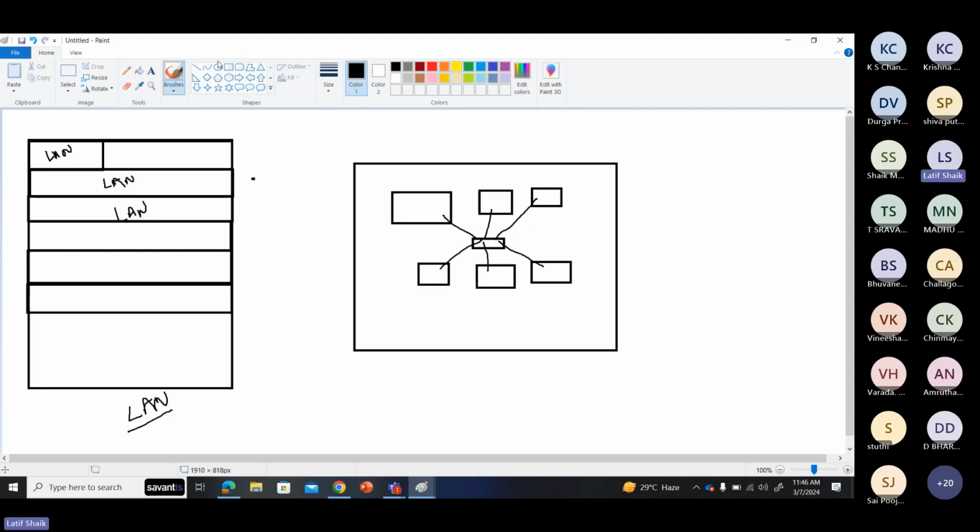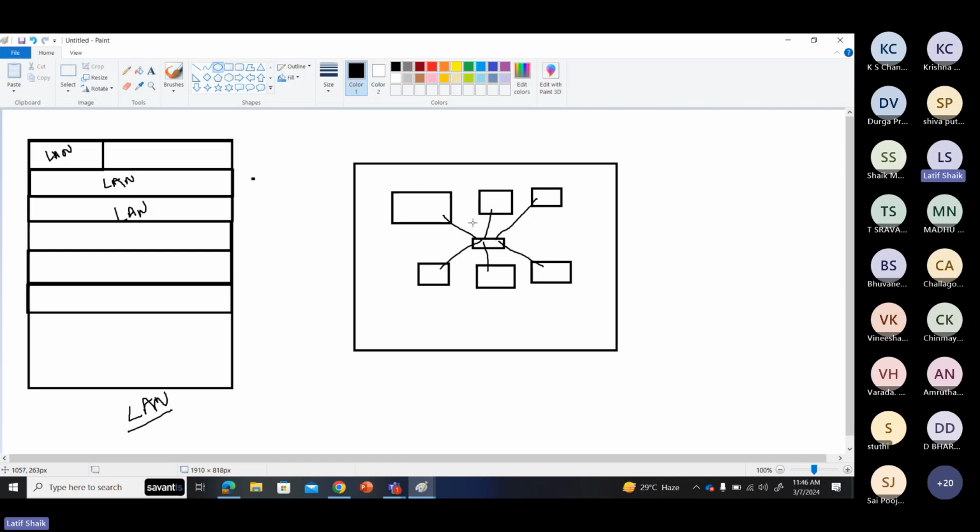So some people may ask whether LAN contains internet or not. LAN does not have internet. So this is not the internet part. It is a simple local area network. It is your private network.